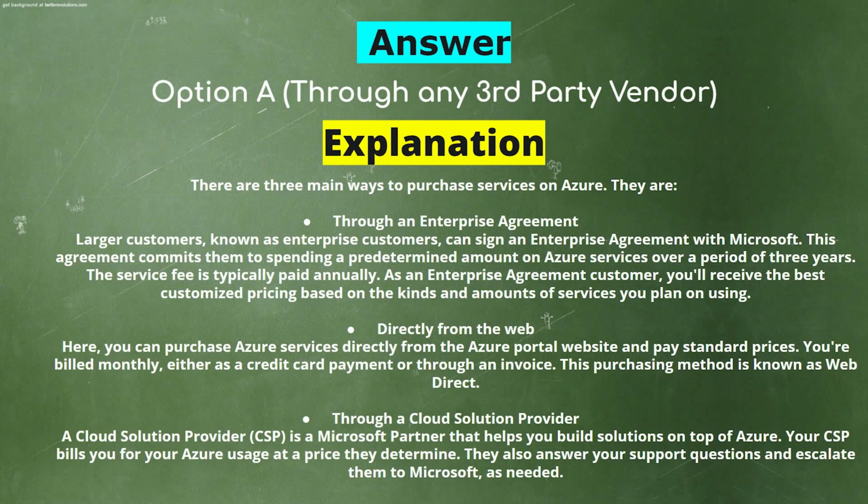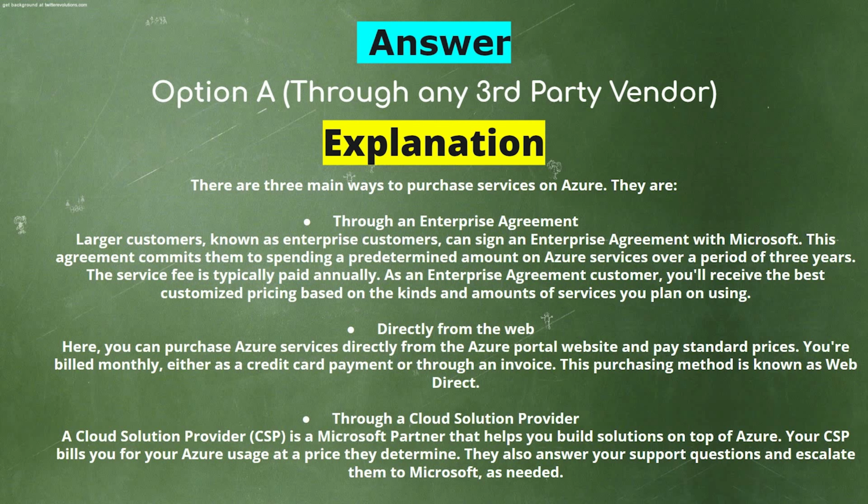There are three main ways to purchase services on Azure. They are: Number 1. Through an enterprise agreement. Larger customers, known as enterprise customers, can sign an enterprise agreement with Microsoft. This agreement commits them to spending a predetermined amount on Azure services over a period of 3 years. The service fee is typically paid annually. As an enterprise agreement customer, you will receive the best customized pricing based on the kinds and amounts of services you plan on using. Number 2.